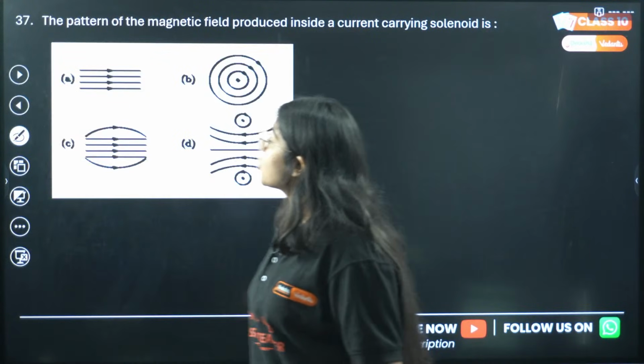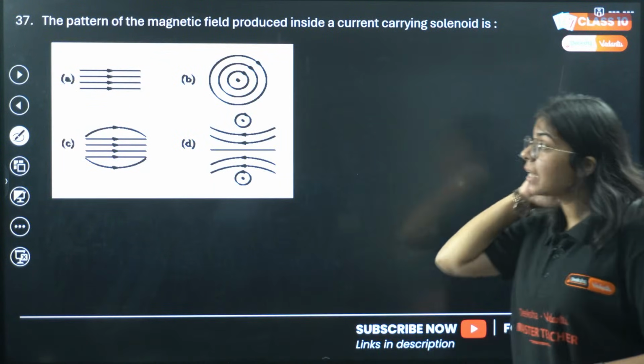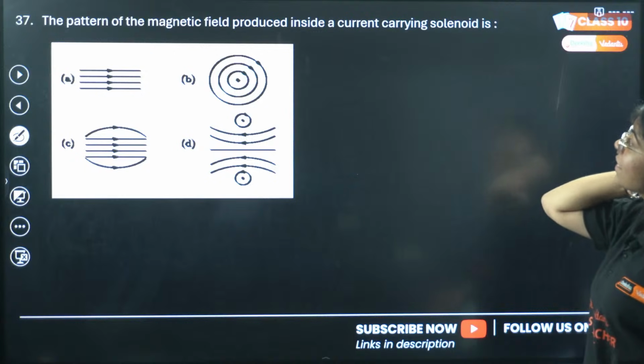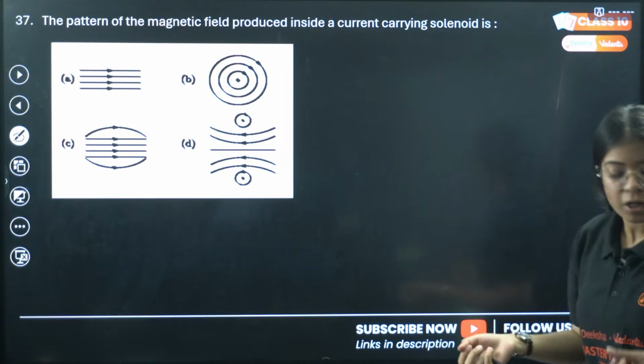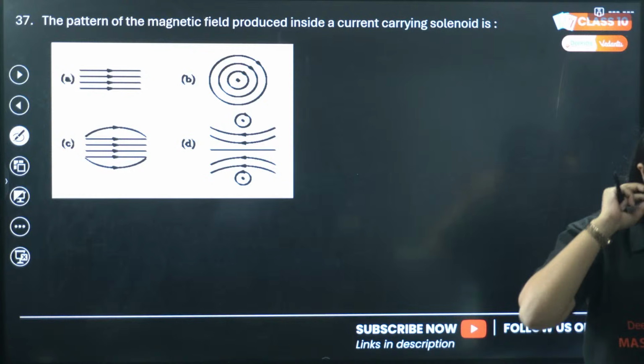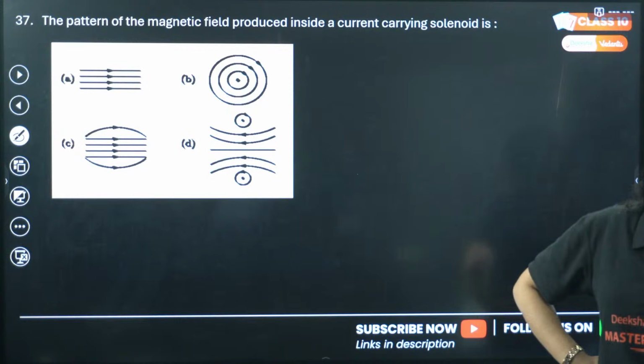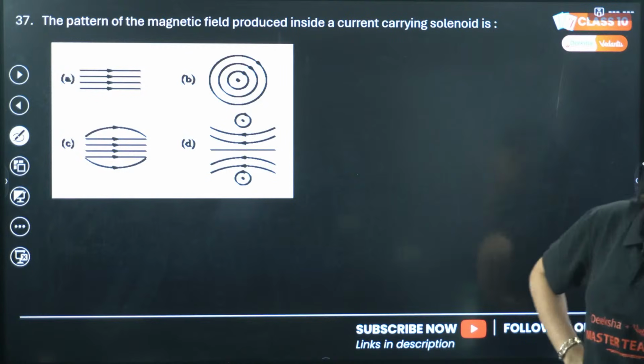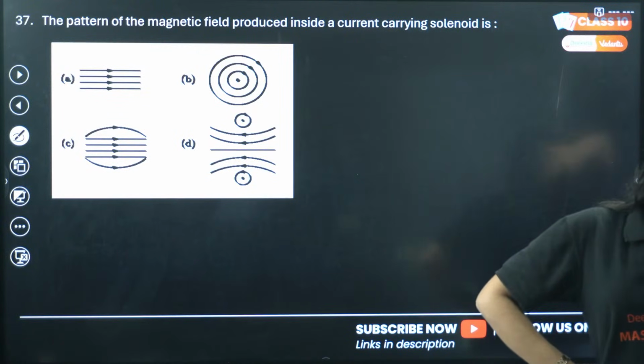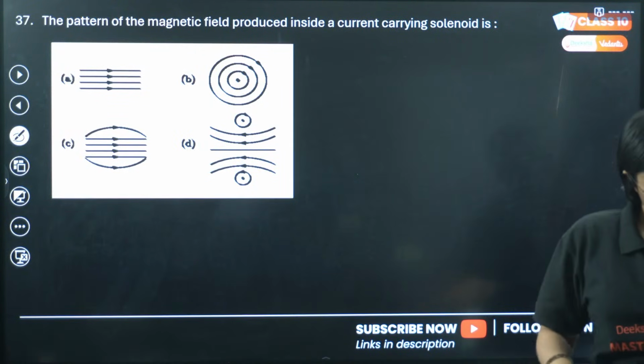Okay, next question. The pattern of magnetic field lines produced inside a current carrying solenoid is what? Let me know the answers in the live chat.